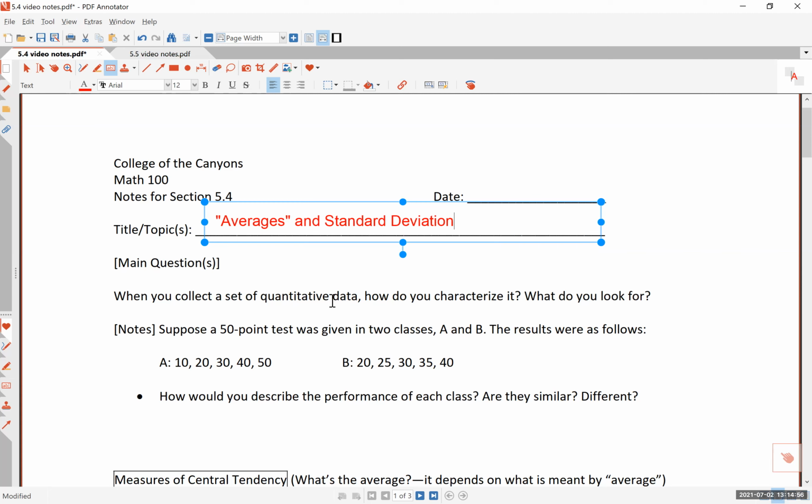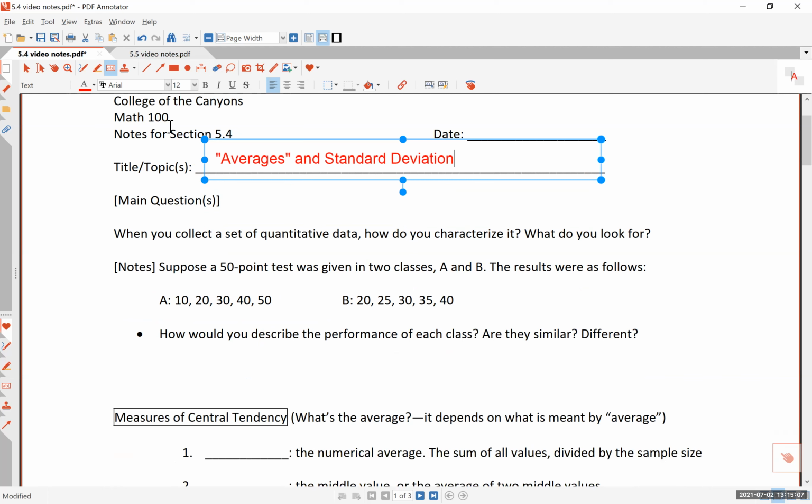Here are the main questions. When you collect a set of quantitative data, remember, those are numerical values, how do you characterize it? And what do you look for? As an example, I want you to look at these two different sets of values. Each consists of 5 numbers.